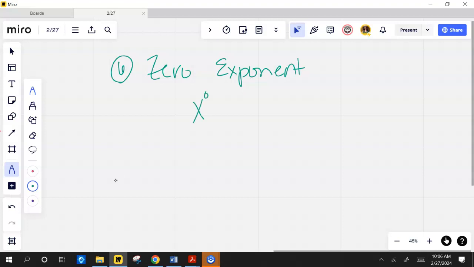What's anything raised to the 0 power? Oh, it's 1. It's always 1.